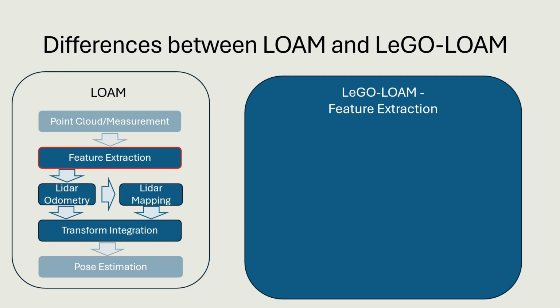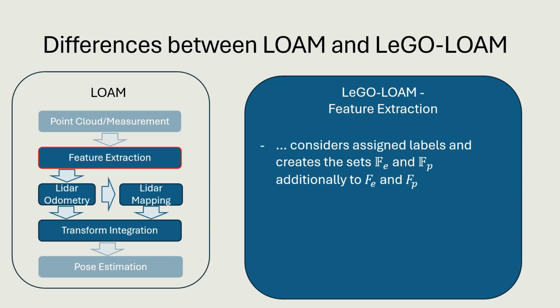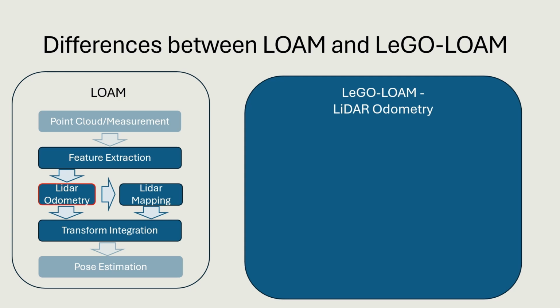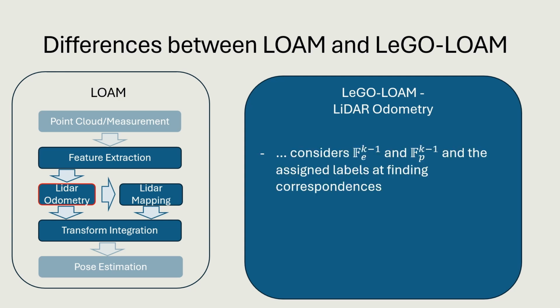Additionally to the sets f sub e and f sub p which are extracted in LoAM, LeGO-LOAM comprises the sets f sub e and f sub p, which include more feature points and play a major role in the following modules. In the LiDAR odometry module, the features from the sets f sub e and f sub p are matched towards the point cloud from the previous sweep. While LoAM takes all the points from the previous sweep into account, LeGO-LOAM only considers the features from the sets f sub e to the k-1 and f sub p to the k-1 that were extracted from the previous sweep for finding correspondences. The labels that were assigned in the segmentation process are also used to decrease the amount of candidate points for possible correspondences because ground points only should be matched towards ground points.